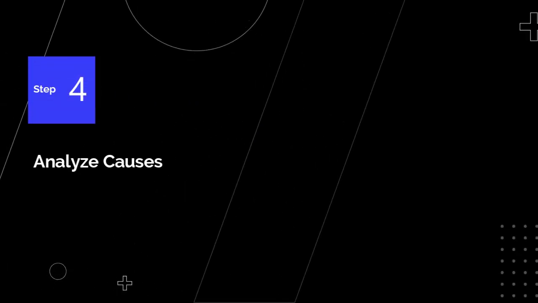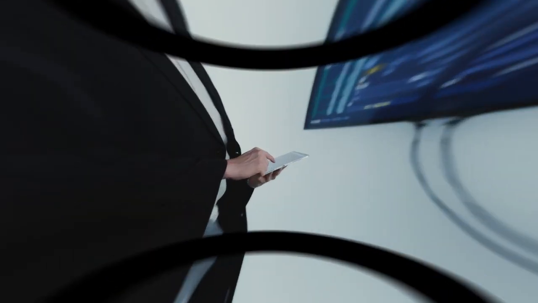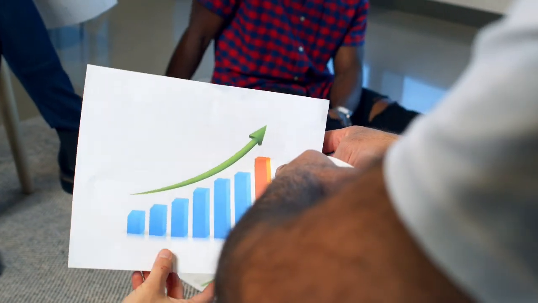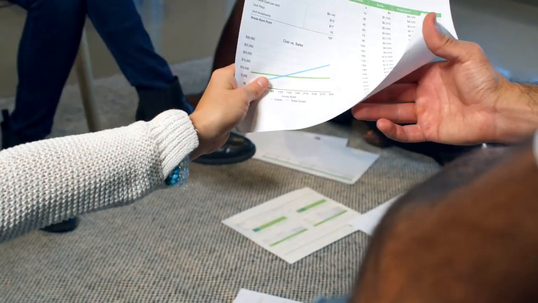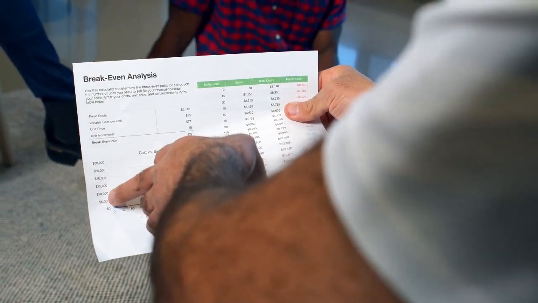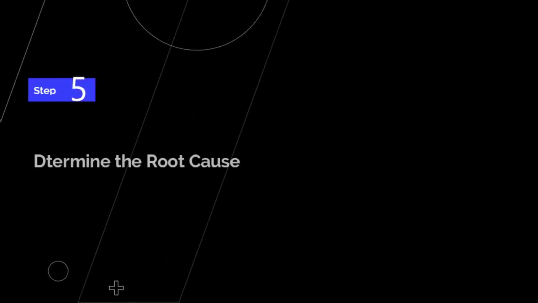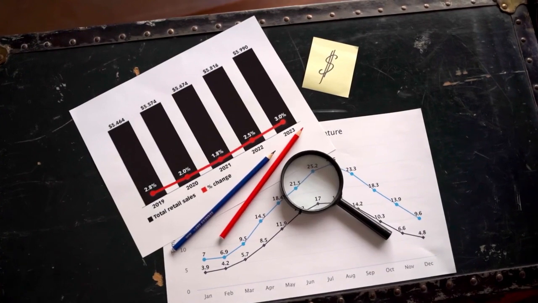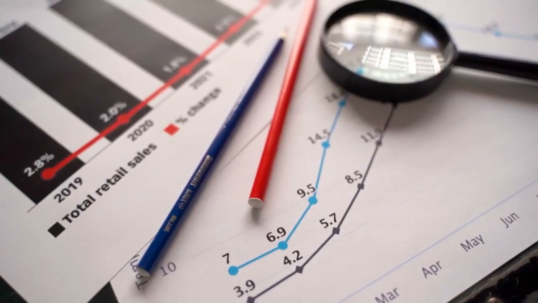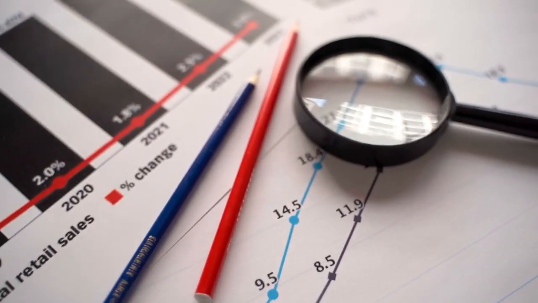4. Analyze causes. Evaluate each potential cause and determine its likelihood and impact. Use tools such as cause and effect diagrams, fishbone diagrams, or the 5 whys technique to explore the relationships between causes and effects. 5. Determine the root cause. Based on your analysis, identify the underlying factor or factors that are most likely responsible for the problem. This may involve further investigation and validation.